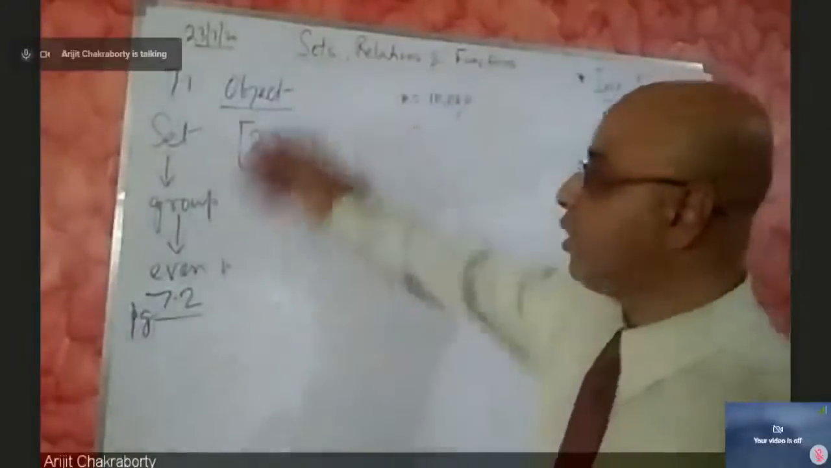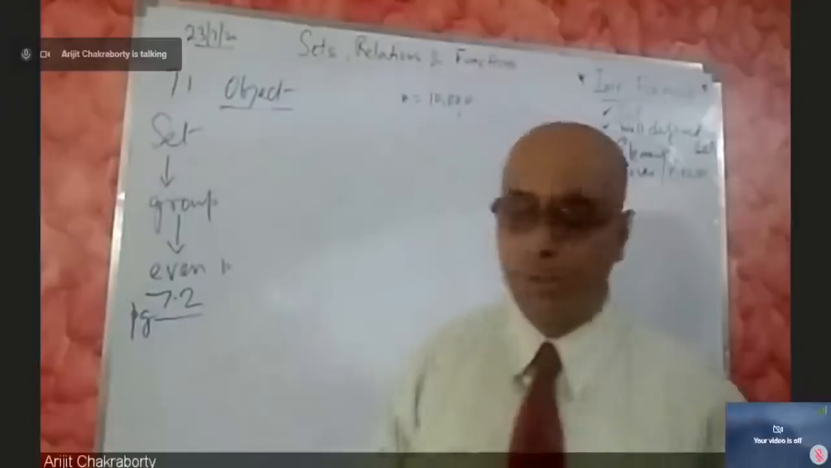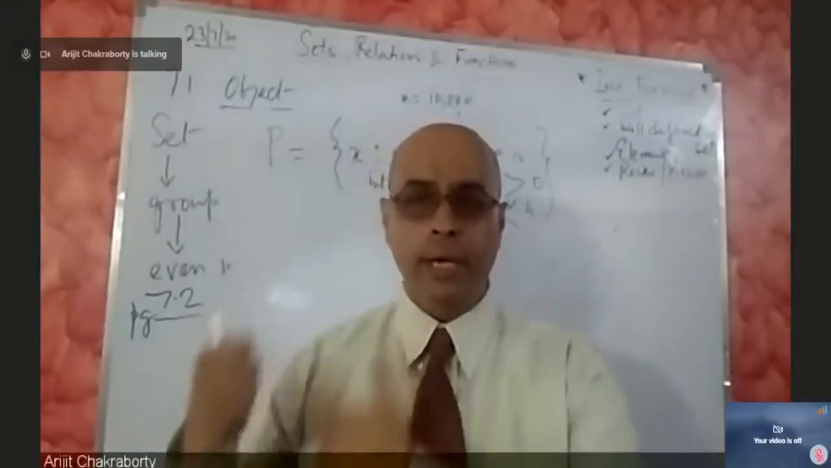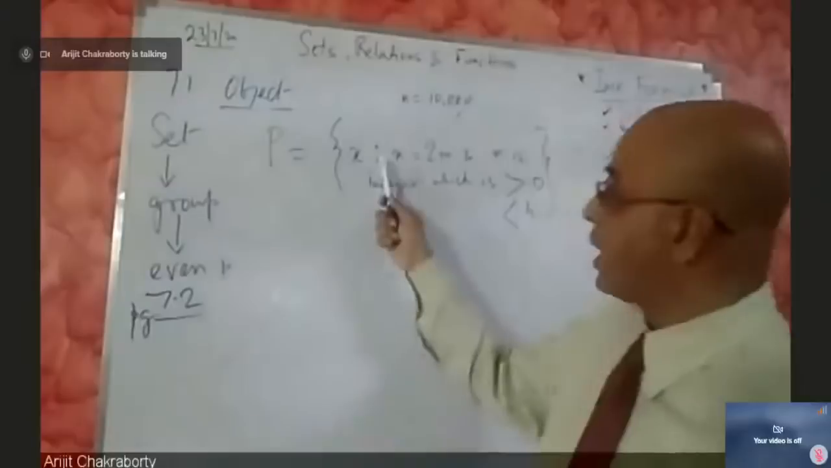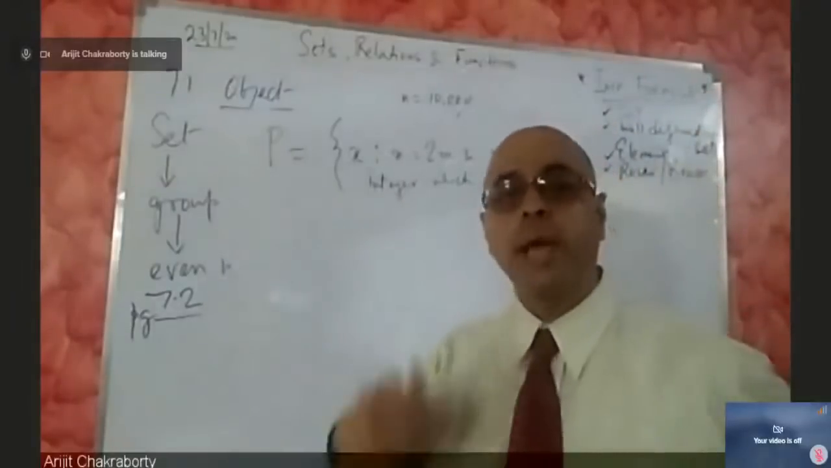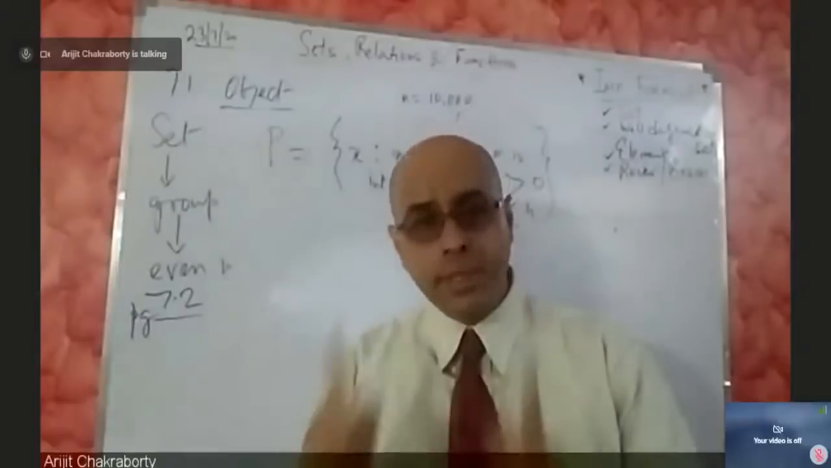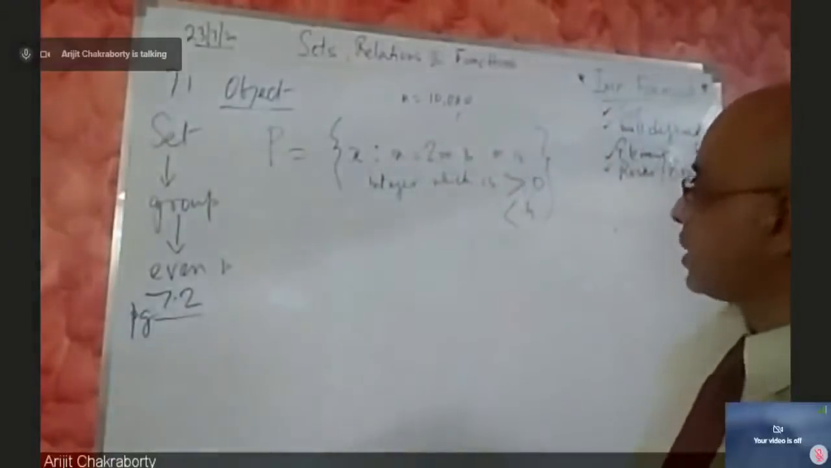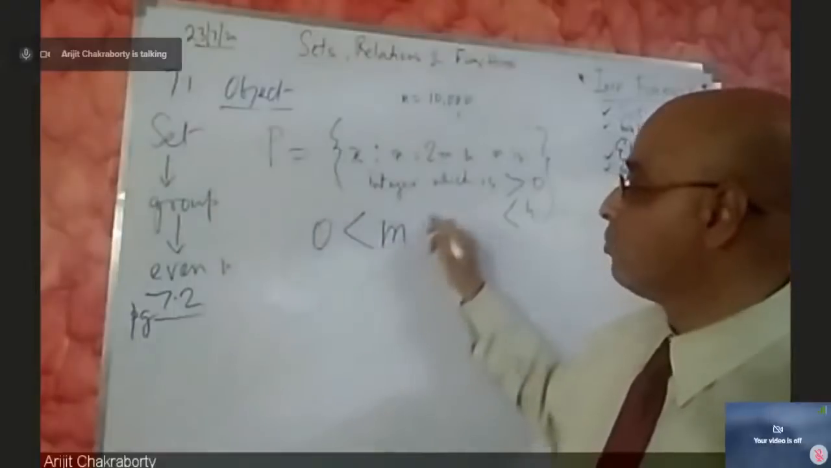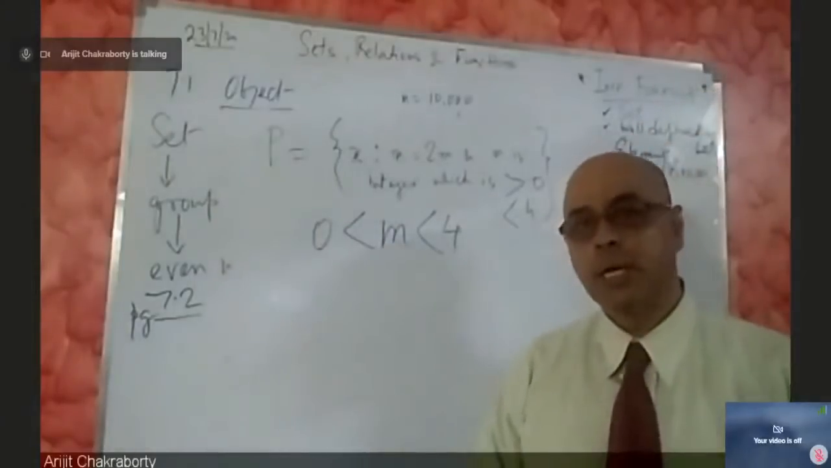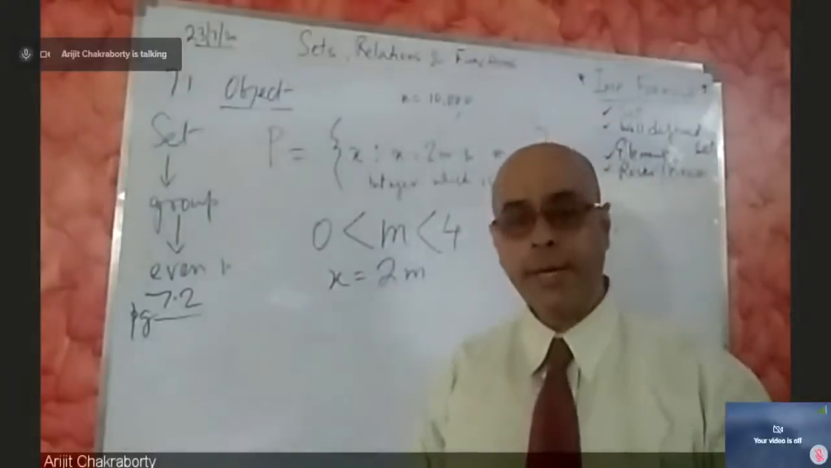Roster form means I'm directly writing the names of all the members, like the set of vowels. But here, I have written something different. I am writing x is a variable such that x is equal to 2m, and m is an integer. Integer means a whole number, no fraction. And m is greater than 0 and less than 4. And x is 2 into m.